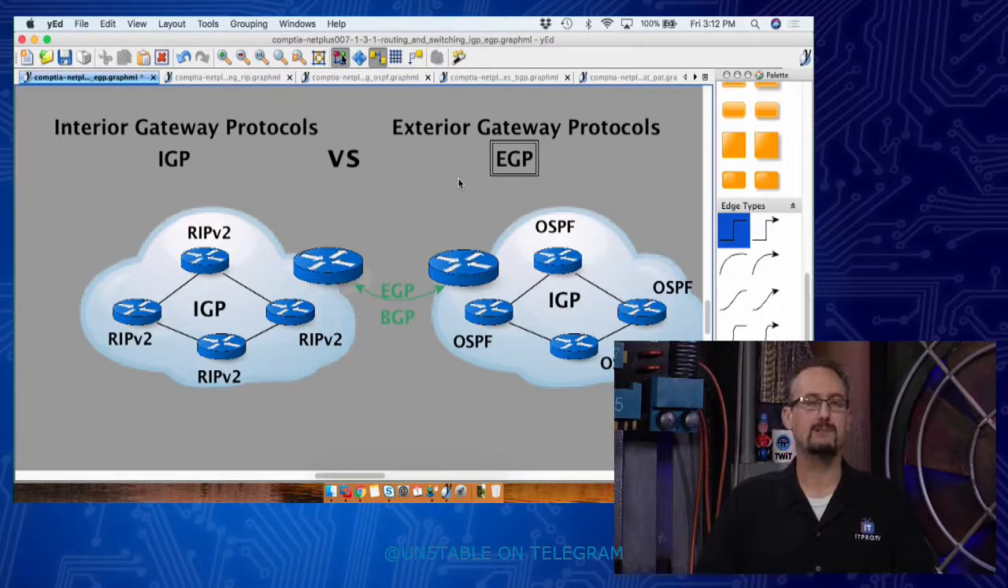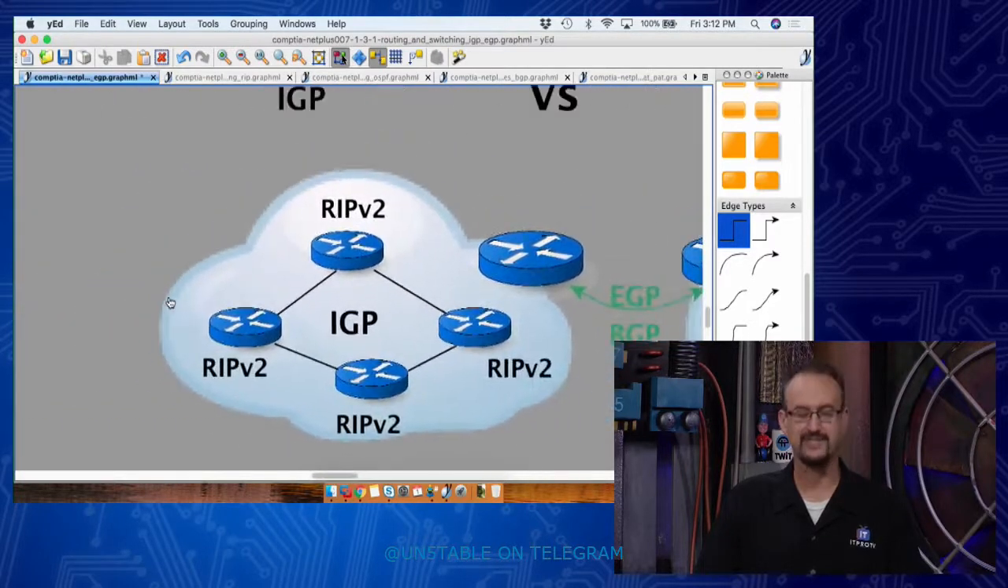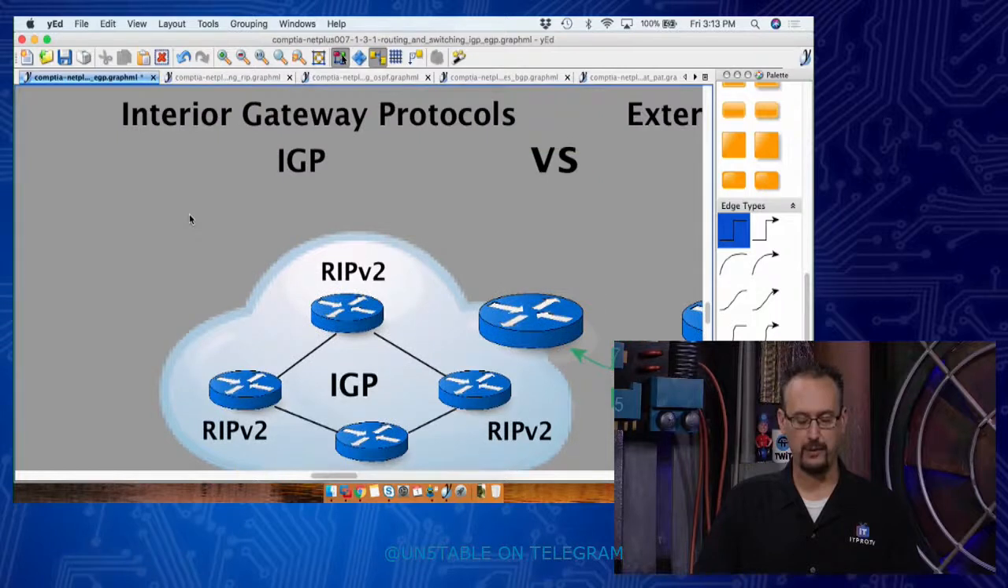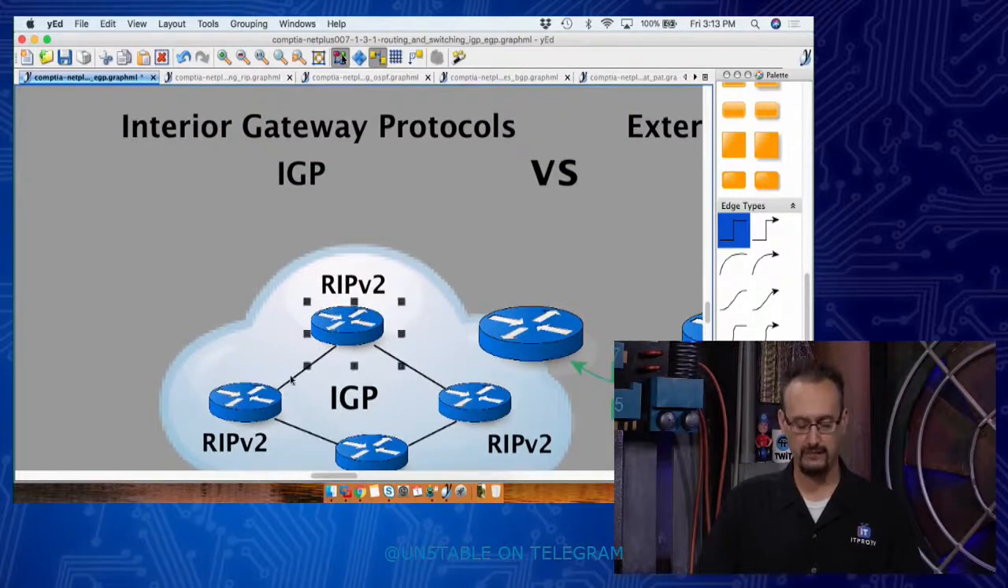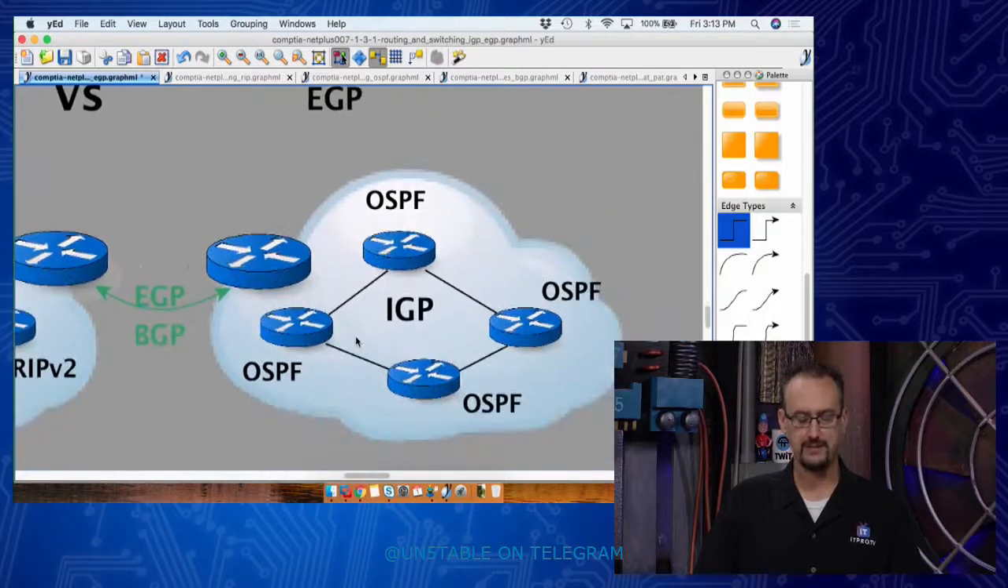Now, interior gateway protocols are what are used inside of your networks, right? Inside of your autonomous systems, and they're responsible for passing traffic inside of that network. They call them interior gateway protocols because they don't share the information that is communicated amongst them with other autonomous systems or other networks.